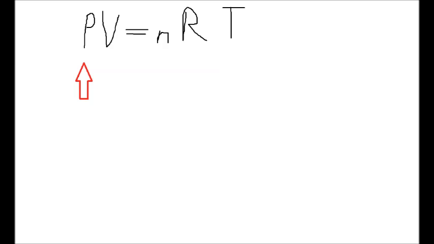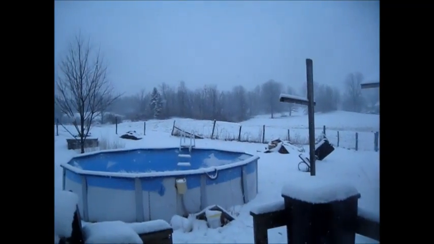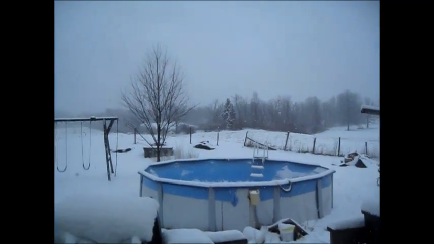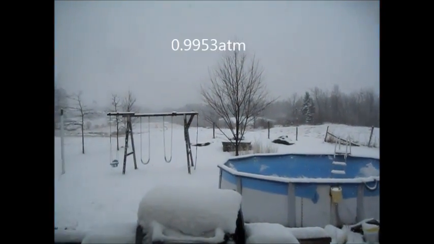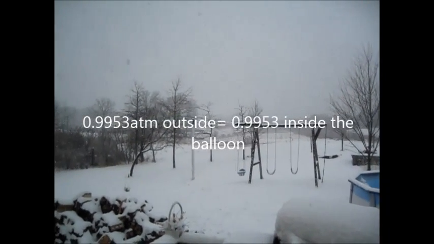For the next part of our calculations, we use PV equals nRT. In this equation, P stands for pressure, V stands for volume, n for the number of moles, R represents a constant, and T stands for temperature in Kelvin. At the beginning of the day, Mrs. Semple told us that the pressure outside was 0.9953 atm. This is the same as the pressure inside the balloon.